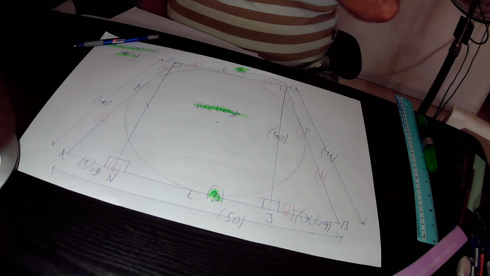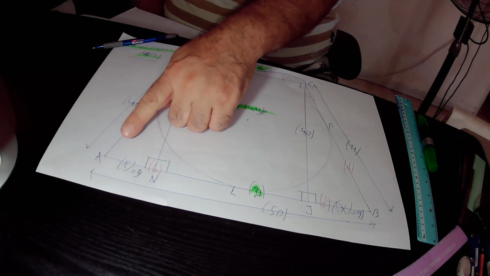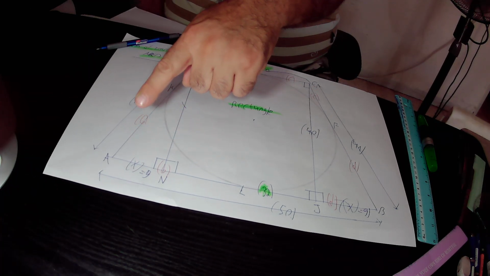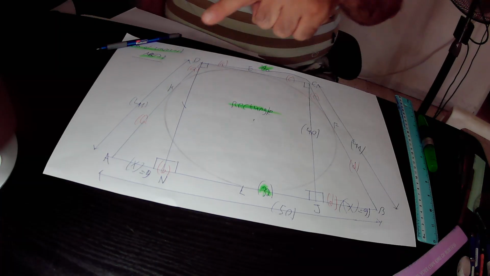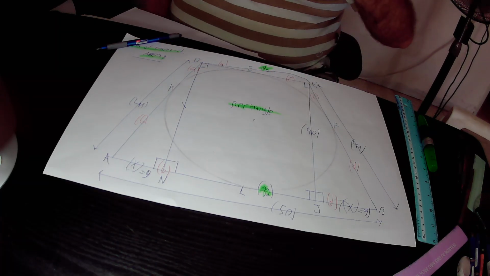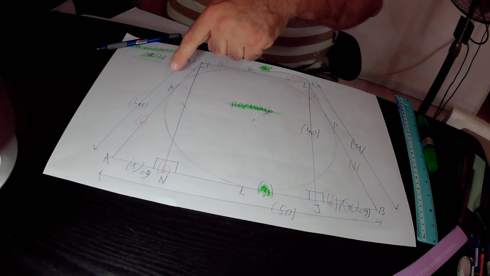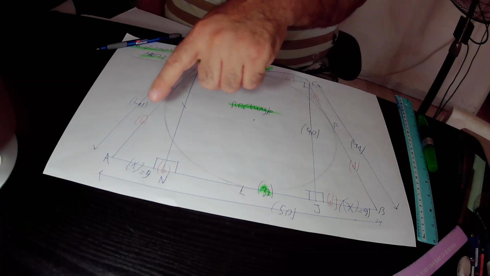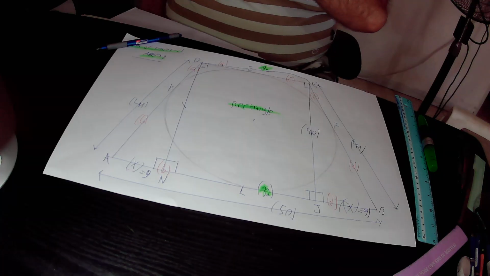And finally, if we focus on this common external point, point A, we have two tangents to this circle: tangent AK and tangent AL. According to rule 2, they are equal to each other. So if we define the length of tangent AK as B, then the length of tangent AL must also equal B according to rule 2.